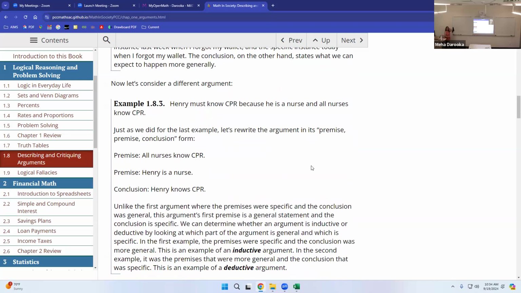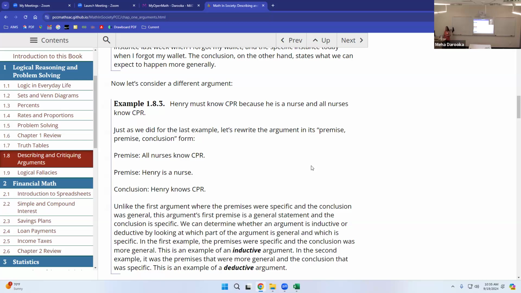All right, let's look at this other one over here. Henry must know CPR because he is a nurse and all nurses know CPR. So what would be our premise here? The premise actually would be all nurses know CPR. Henry is a nurse, so the conclusion is Henry should know CPR, right? So you will see how differently this statement was worded because your conclusion is actually right at the beginning. It says Henry must know CPR. And then they said, why do they think that, right? What's the premise? Because he's a nurse and all nurses should know CPR. So that's your statement in English.